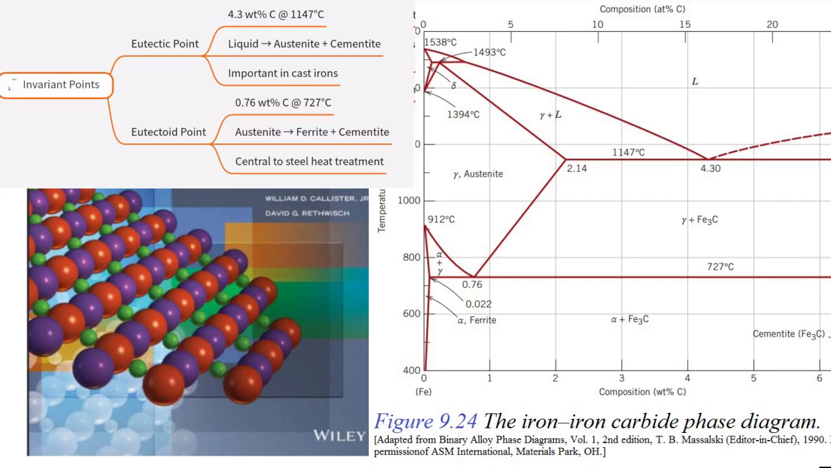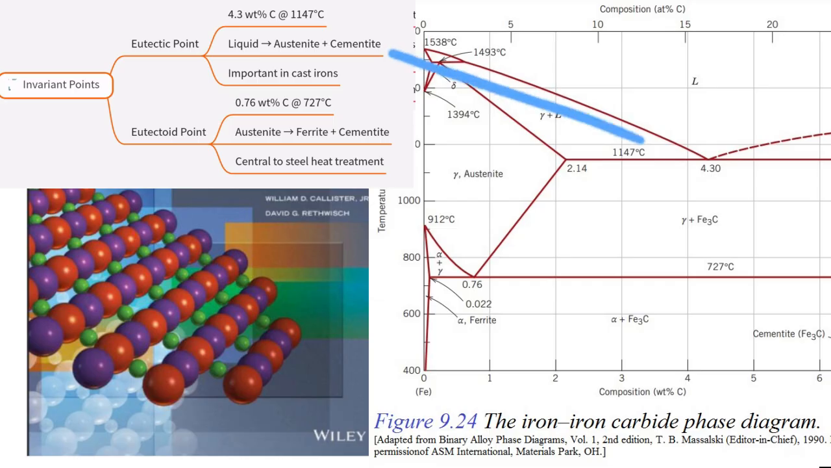Now, moving on from the individual phases and regions, certain specific points on this diagram are extremely significant. These are the invariant points. Invariant. Meaning things don't change there? Sort of. It means 3 phases are in equilibrium simultaneously, but only at one specific fixed temperature and one specific fixed composition. You can't change either without losing that 3-phase equilibrium. The Fe-Fe3C diagram has a couple of really important ones.